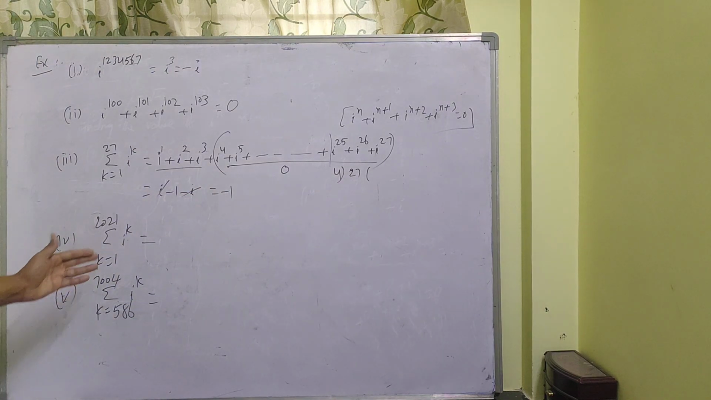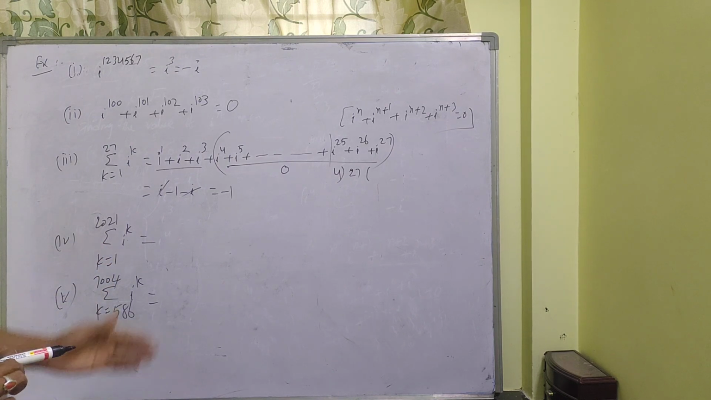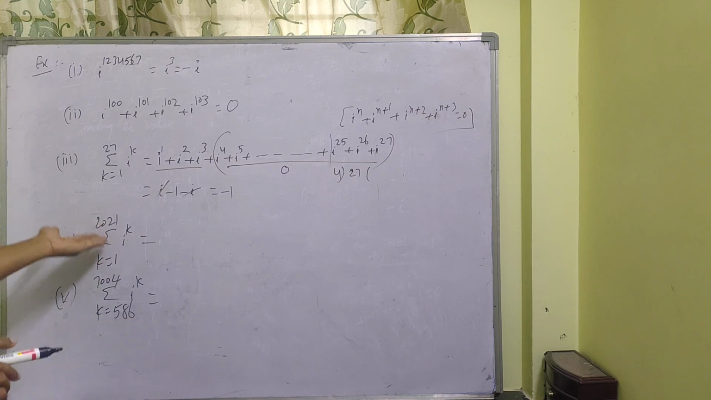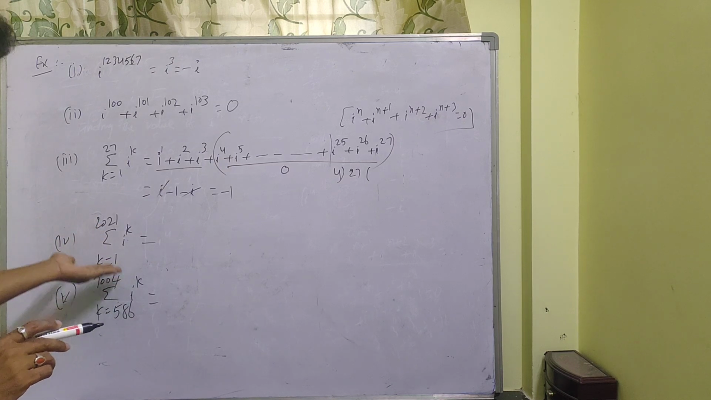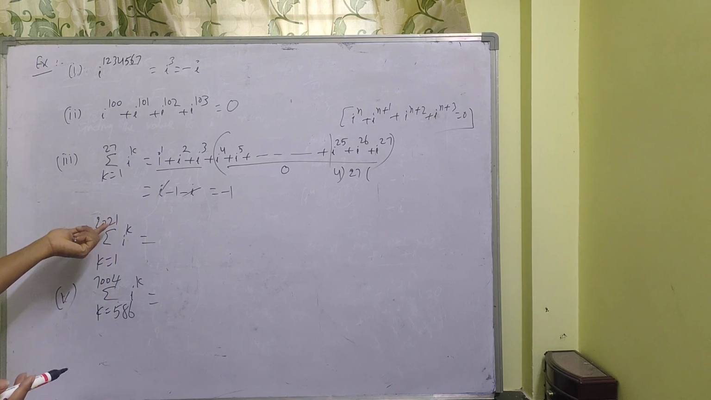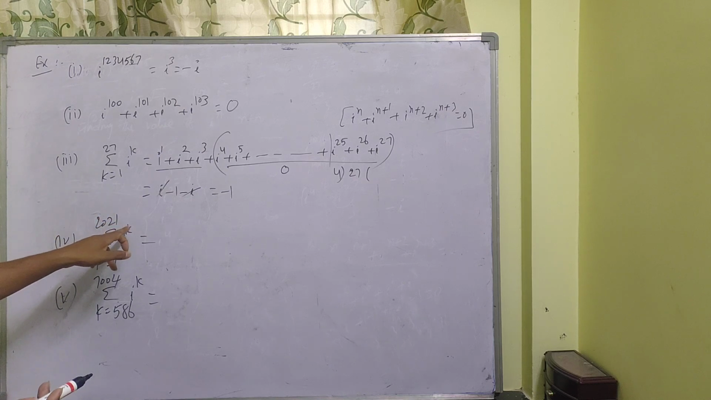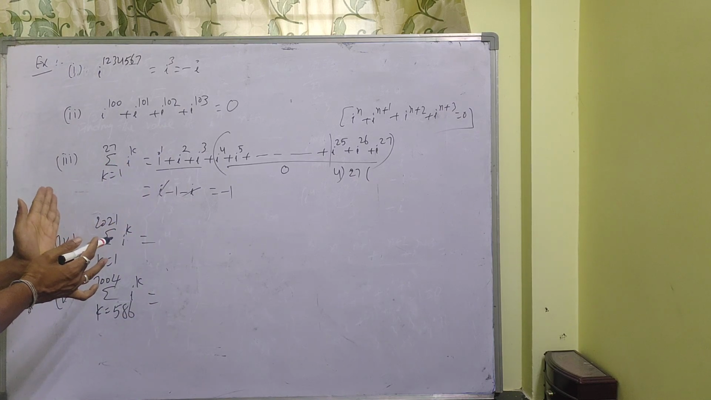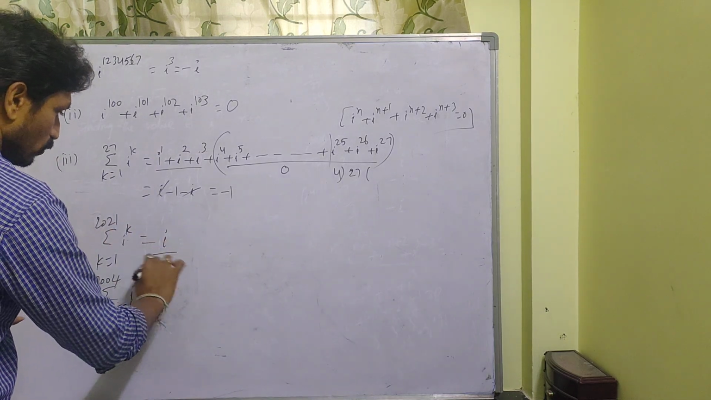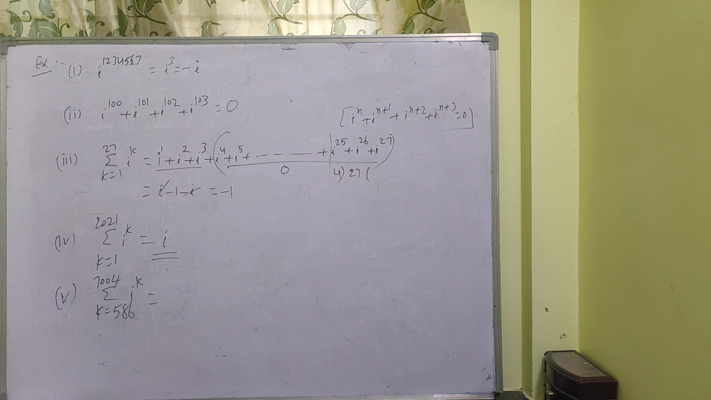Okay. Next, the same: sigma k is equal to 1 to 2021 i power k. Same procedure. I won't write it out like this. So 1 to 2021 are all consecutive numbers. 2021 terms are there. If you divide with 4, only 1 is left over, because 2020 is exactly divisible by 4. So that 1 term you take from the start. The starting first term is nothing but i, so this value becomes i only. Very simple way.